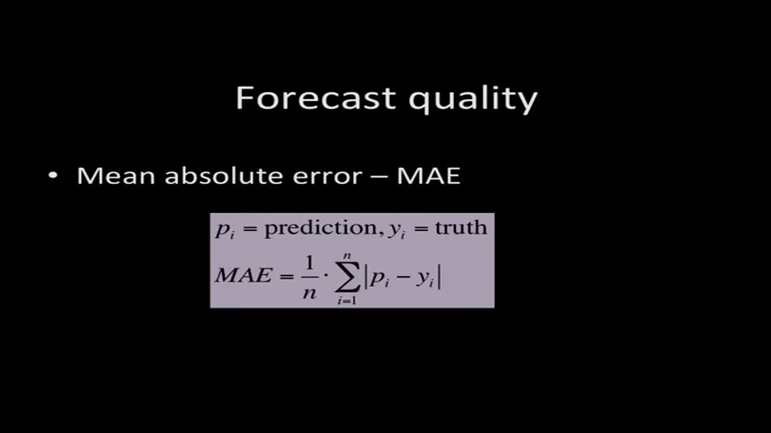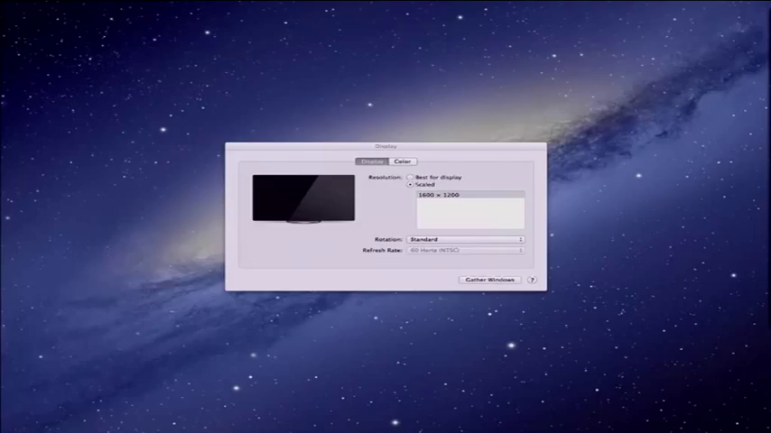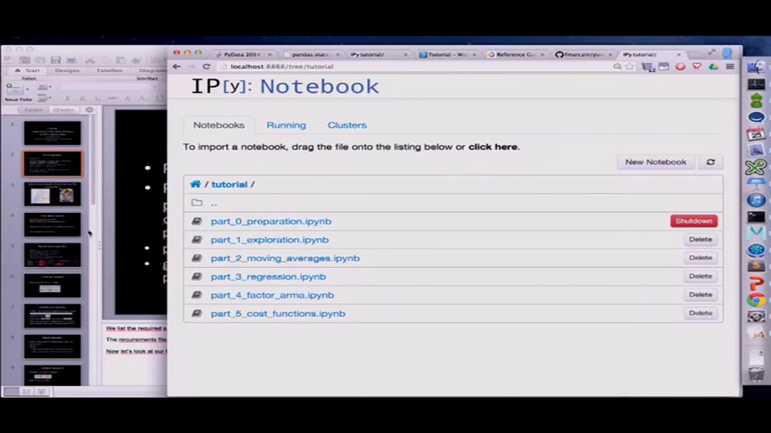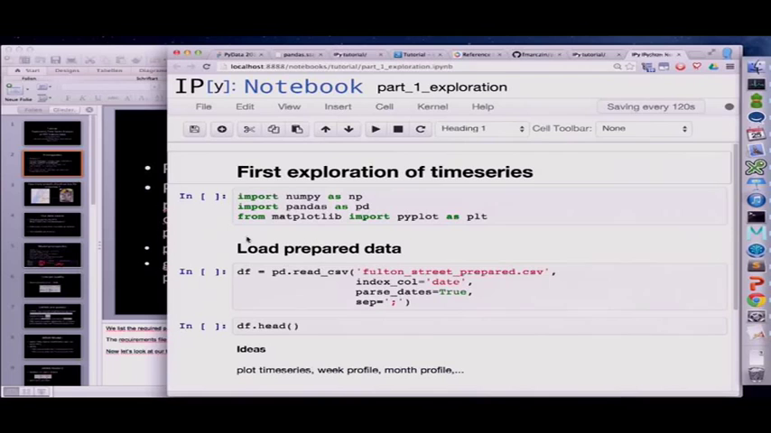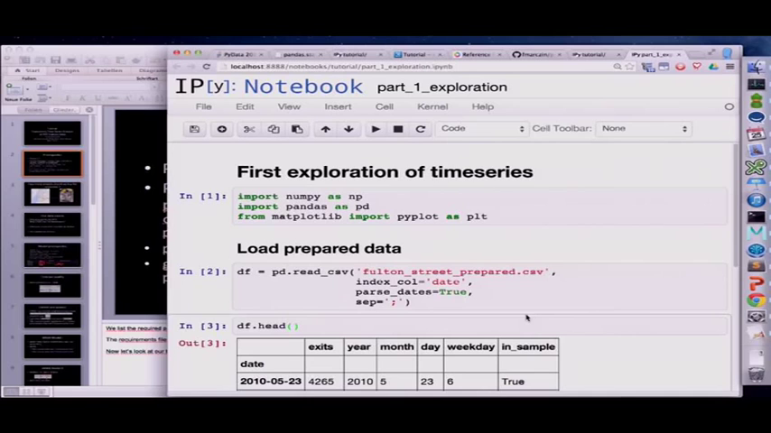So I want you now to go to the notebook, to the data exploration part. I want you to start the first two parts, so just load the packages and the data, and then we look. Okay, what do we have? We've got the exits per day, aggregated, the year, month, day, and weekday in the sample.